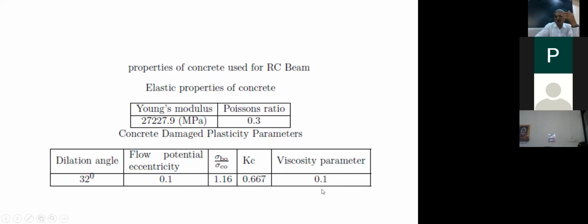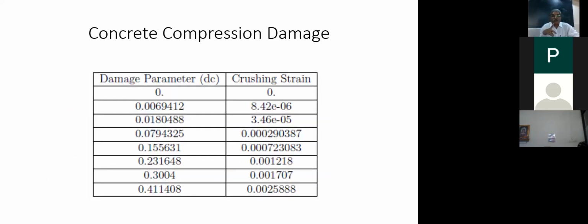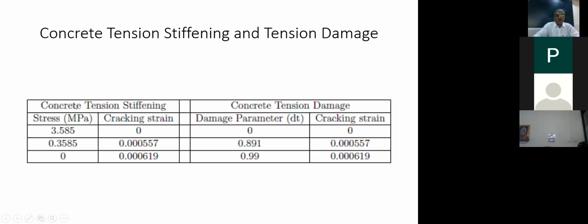And this viscosity parameter also plays a very good role in converging your analysis. So when we get absurd answers, we are supposed to change the viscosity parameter. You can reduce it, and then calculate the optimum value. This is compressive hardening. How we are supposed to calculate that we will see. Then concrete compression damage, this is DC. Then tension stiffening, this is concrete tension stiffening, and concrete tension damage, this is DT. This is taken from the work of Quack.